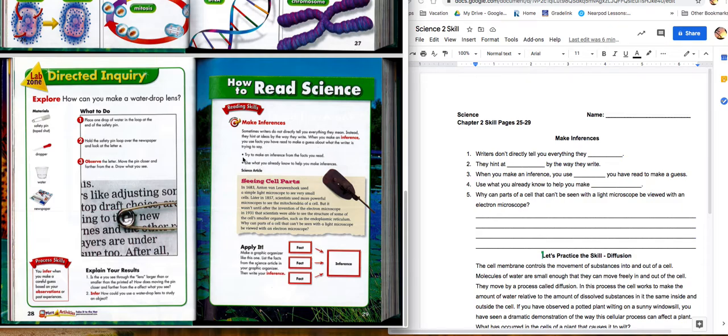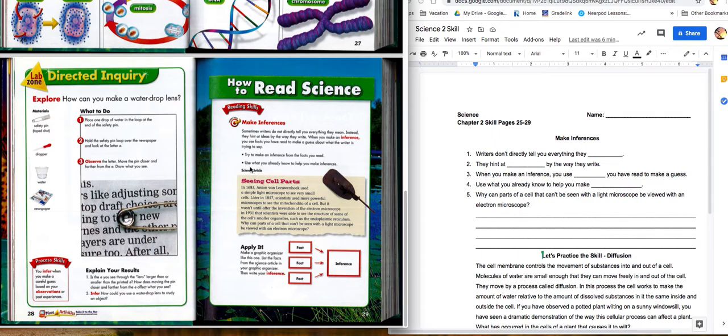Key points. Number 1, try to make an inference from facts that you read. In other words, the hidden message here, the inference they're making already, is you know the difference between facts and opinions, and you know not to use opinions when it comes to making an inference.